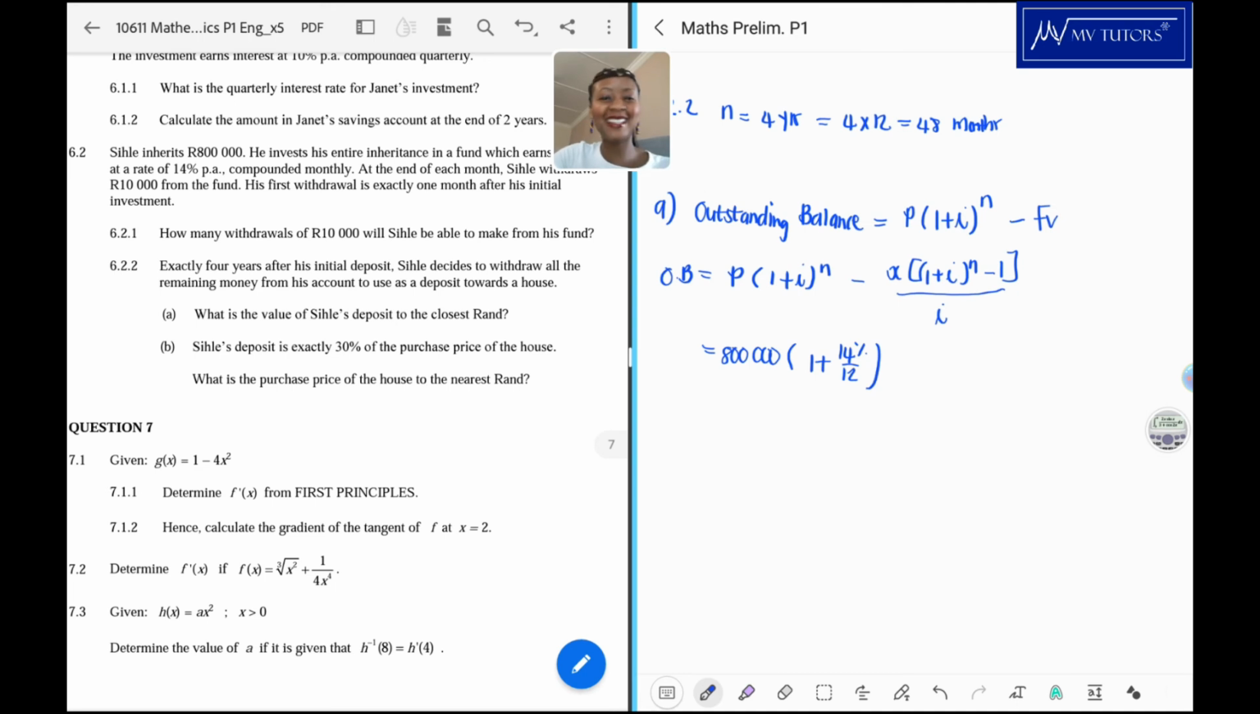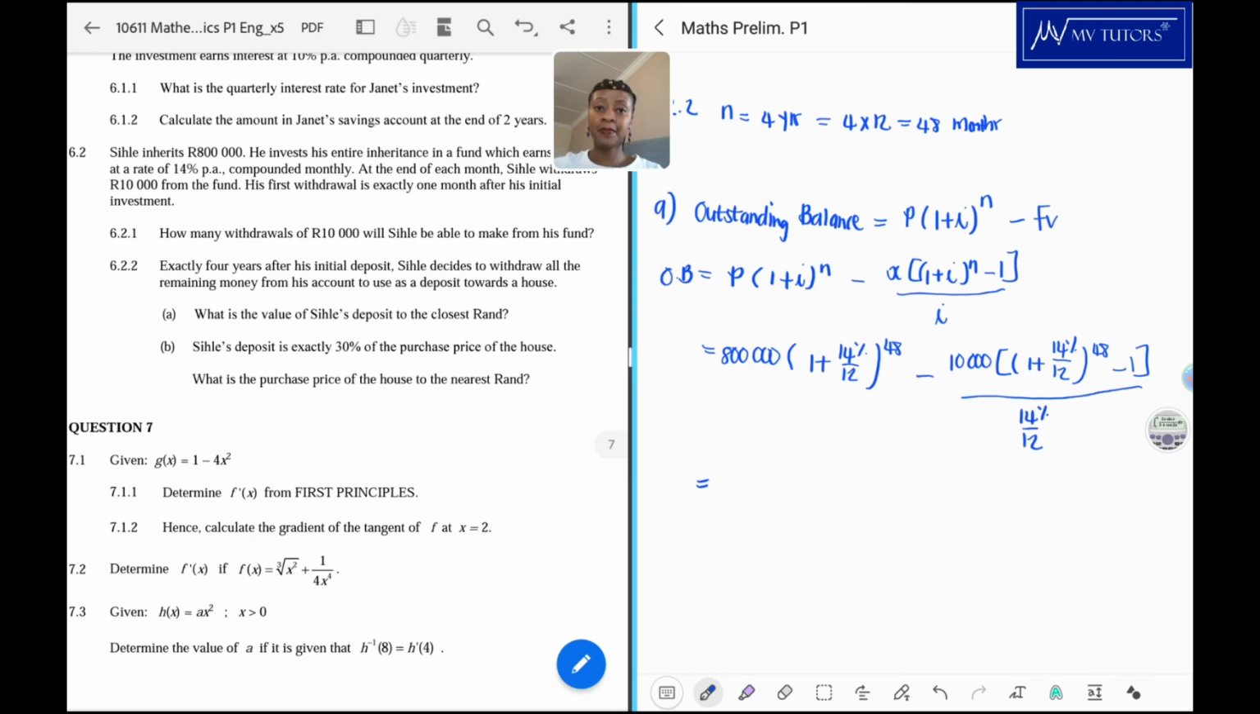All right, and then, sorry for the background noise. And N, we calculated it, guys, it was over 48 months, okay, and then we're going to subtract the monthly payments there, 10,000, okay, so 1 plus the interest rate is 14% over 12 to the power 48 minus 1, okay, close the big bracket, all over 14% over 12. That is the outstanding balance formula. Okay, let's just go over it again.